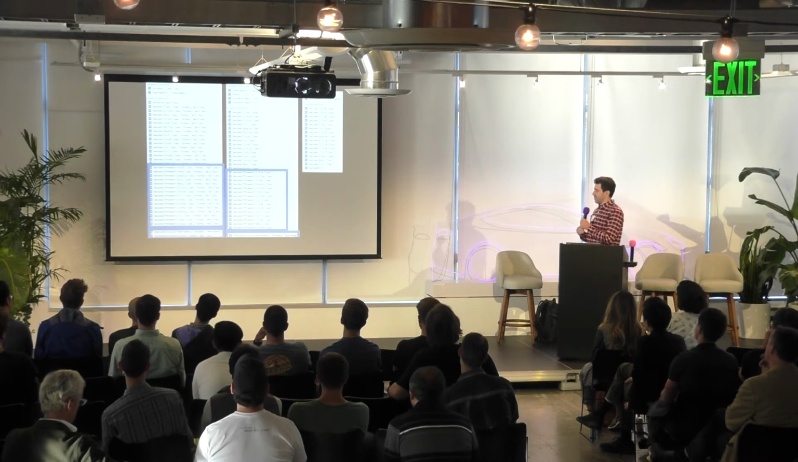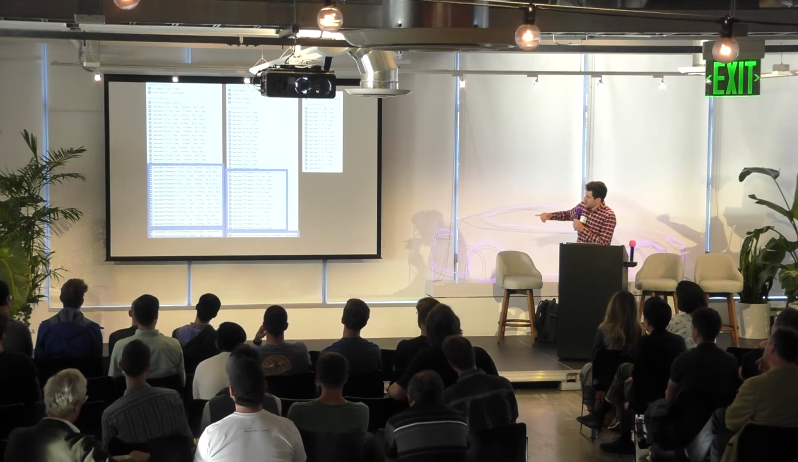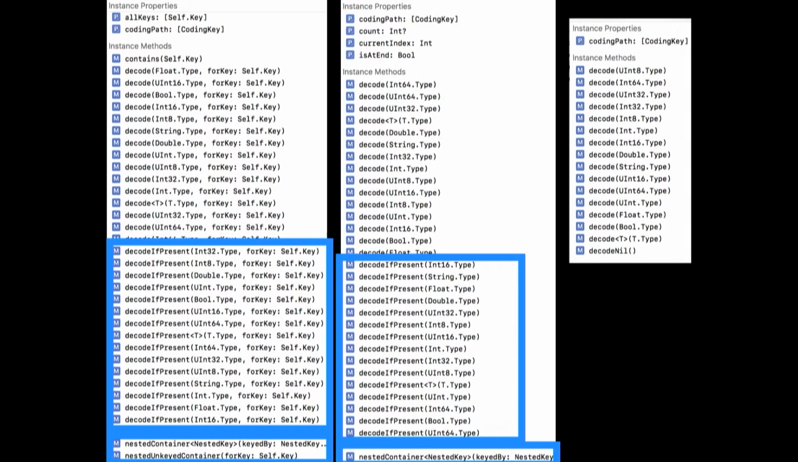And then finally, I'm not going to go into these in too much detail today, but down at the bottom, there are some other methods: nested container, nested unkeyed container, and nested container. As you can imagine, those return other containers that are nested within your JSON structure.